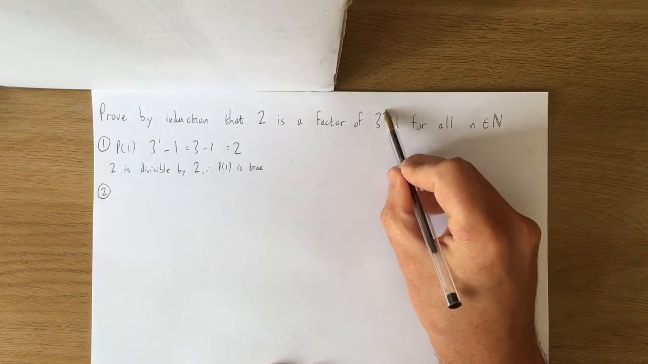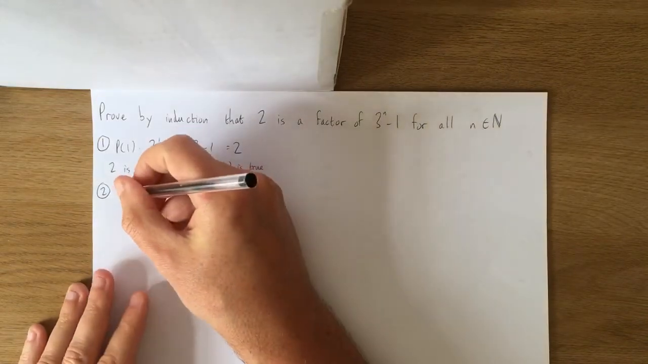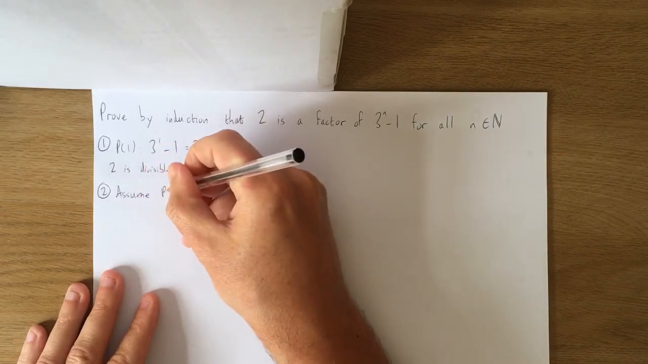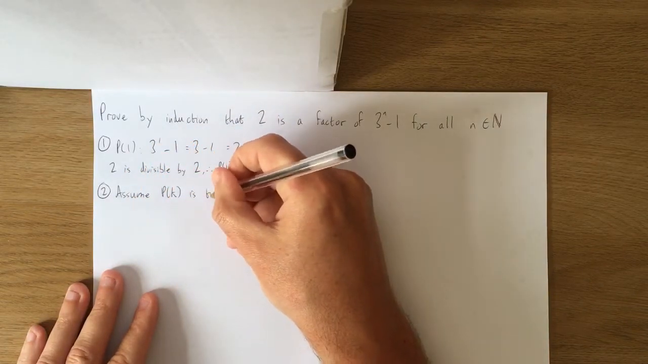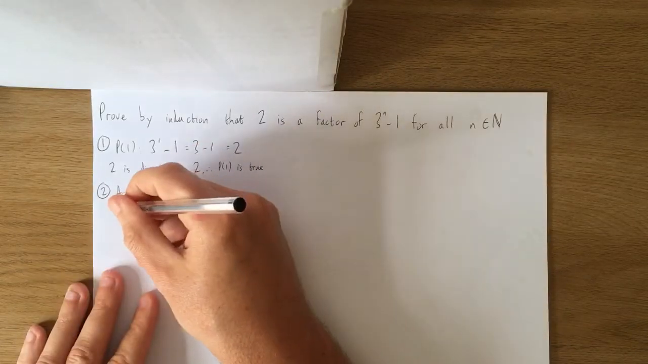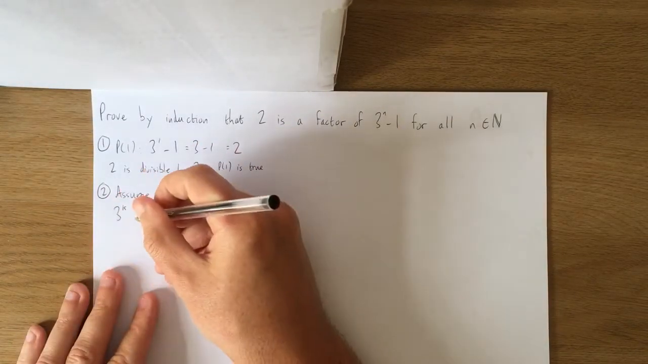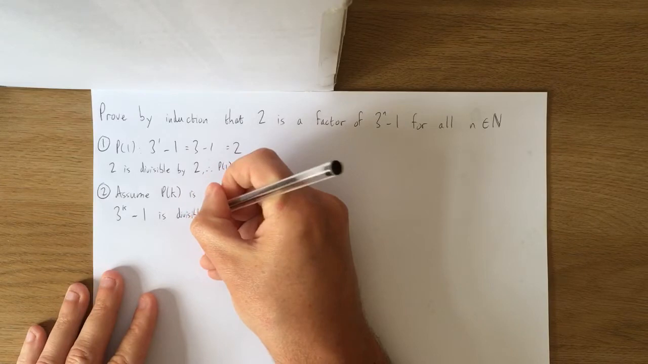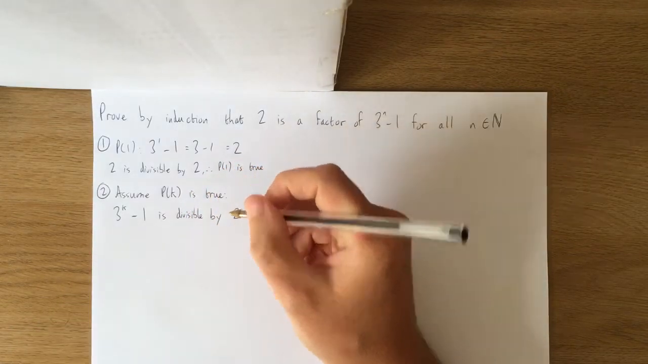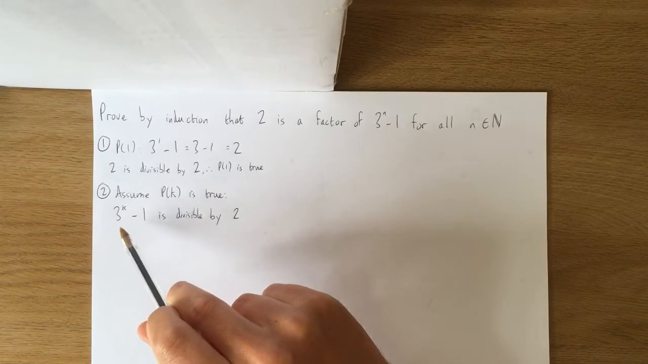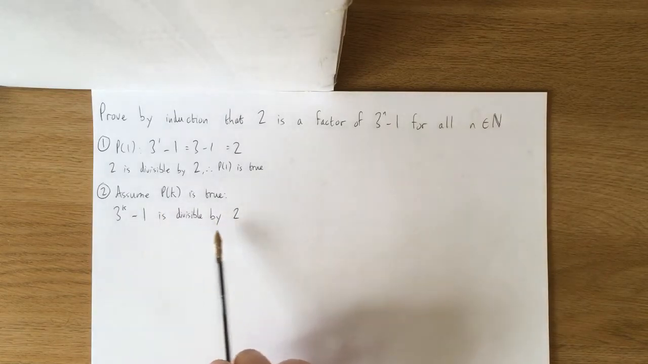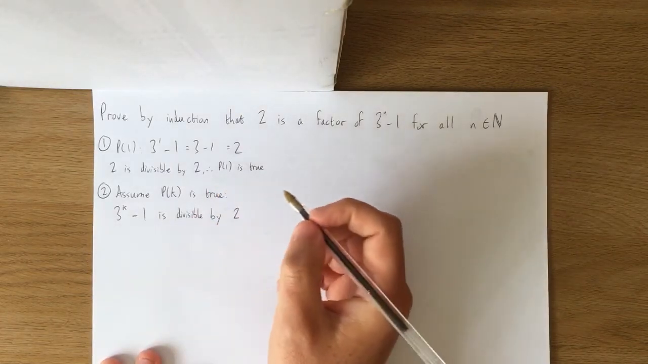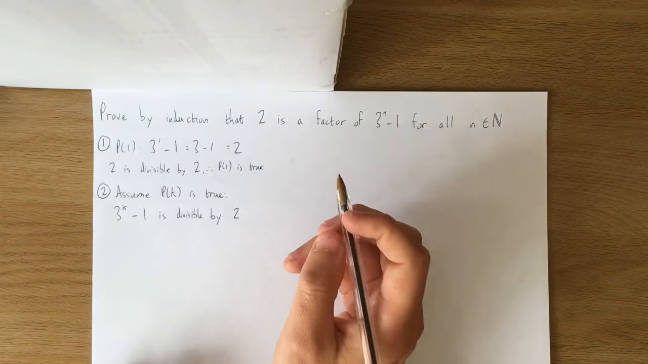Second step then is to assume PK is true. So I'm going to sub K in here for n. Just write down what our step is. Assume PK is true. So that would be 3 to the power of k minus 1 is divisible by 2. Now, I think we can do a little bit better than that in terms of writing that mathematically. Rather than that clunky sentence, is divisible by 2, we are going to write that mathematically. So how could we write that?